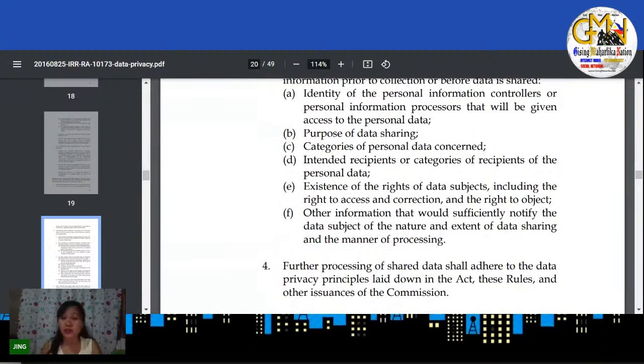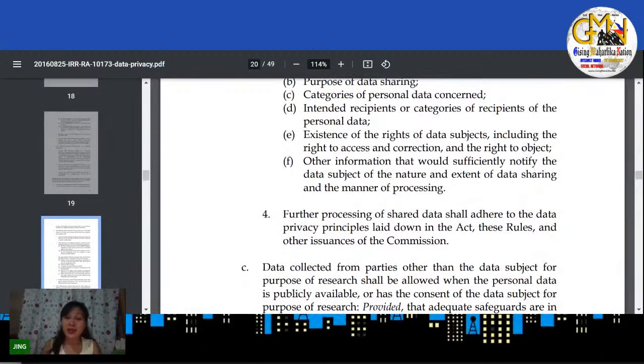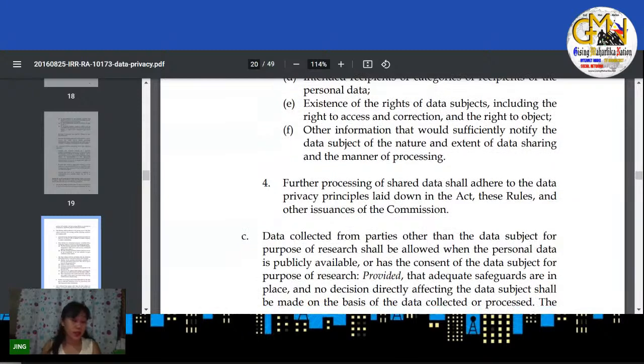Identity of the personal information controllers or personal information processors that will be given access to the personal data. Letter B. Purpose of data sharing. Letter C. Categories of personal data concerned. Letter D. Intended recipients or categories of recipients of the personal data. Letter E. Existence of the rights of data subjects, including the rights to access and correction and the right to object. Letter F.